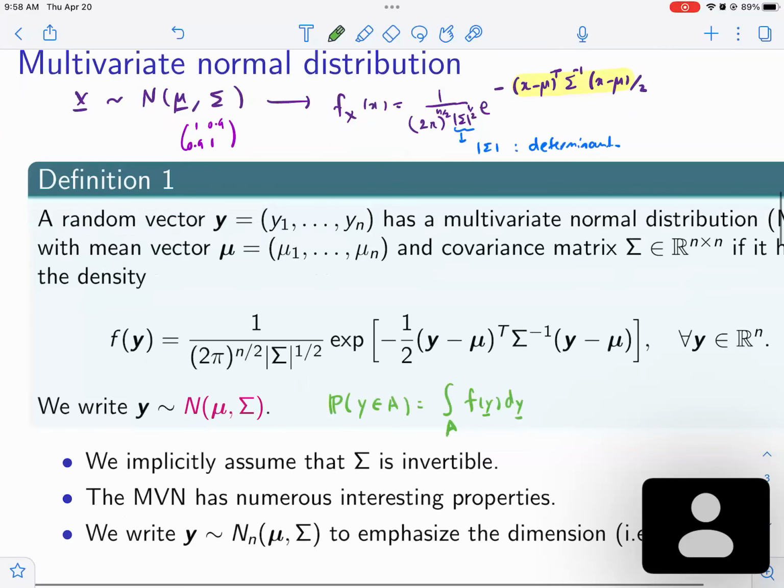Okay. Talking about this? Yes, that's the square root of the determinant. So sigma to the 1/2 is the root. You can also write it as root det sigma. This is another notation.